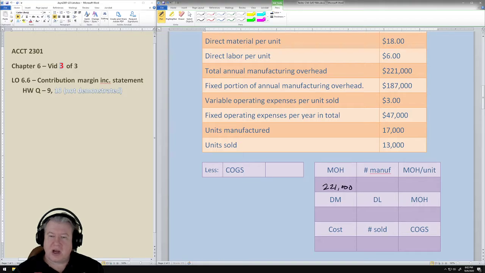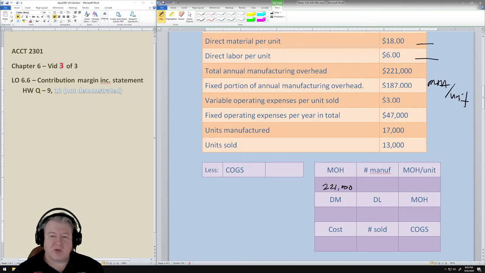Now what we're going to do in a nutshell is, you notice they've given us not the total direct materials or the total direct labor, they've only given us per unit. So we're going to have to back figure a manufacturing overhead per unit, then add the three together and then multiply it by the number of units. So that's what we're doing here.